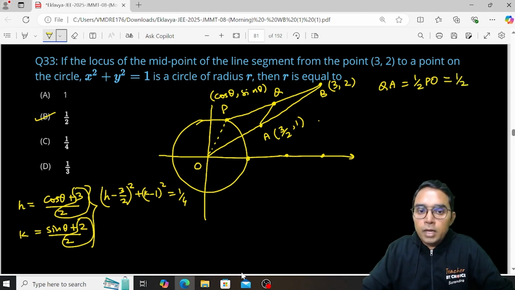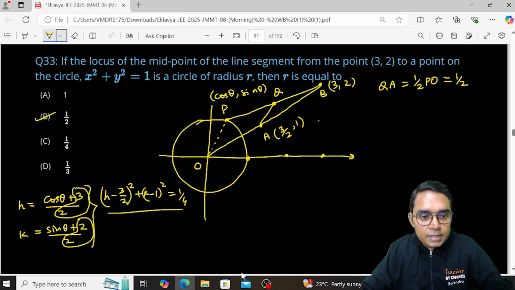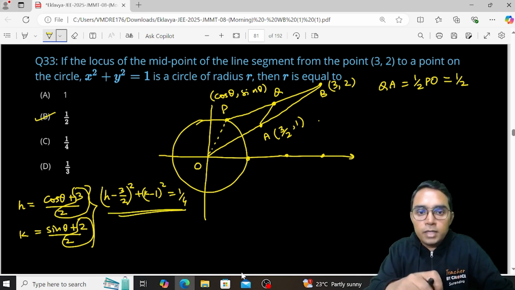Now you can see this point Q, for every location of P, wherever you go, will be such that its distance from a fixed point A is always equal to half. A is fixed, 3 by 2 comma 1. So this Q will be lying on the circle whose radius will be equal to half. I think we were getting the same locus from here also. So I think both ways are good. The second one is only when you are comfortable with the geometry.